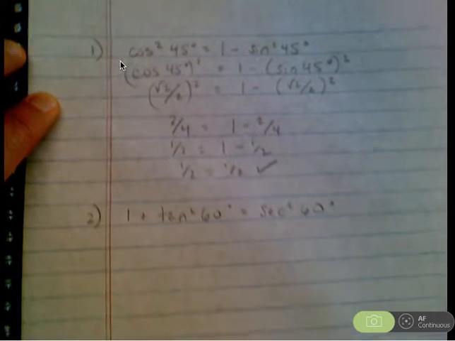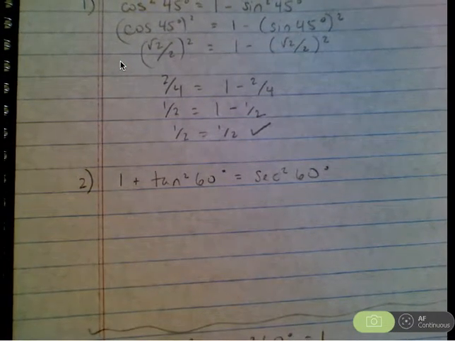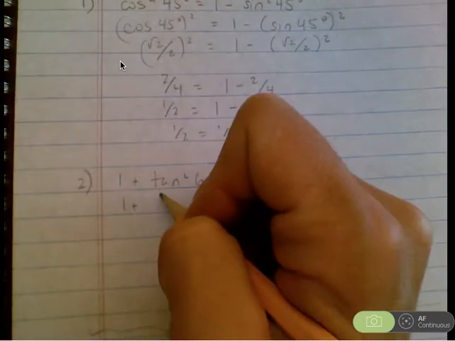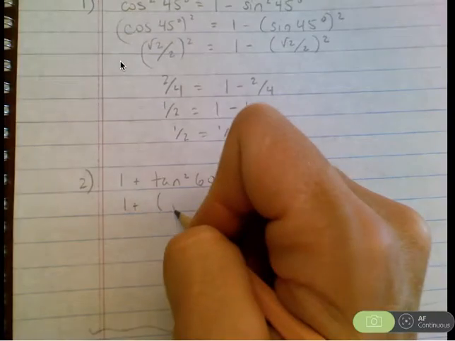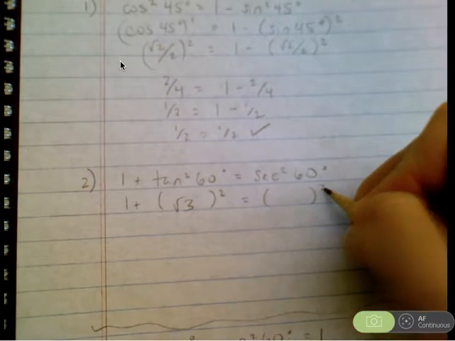Another problem would be like this one, 1 plus tan squared 60 equals secant squared 60. I'm pretty sure this is number 2 on your sheet. So it's 1 plus, let's grab the tan of 60 and square it. Tan of 60 is root 3. Equals the secant of 60, which we're also going to be squaring.